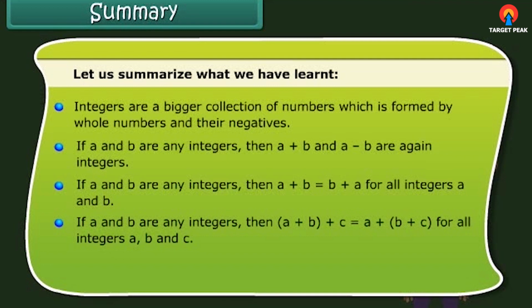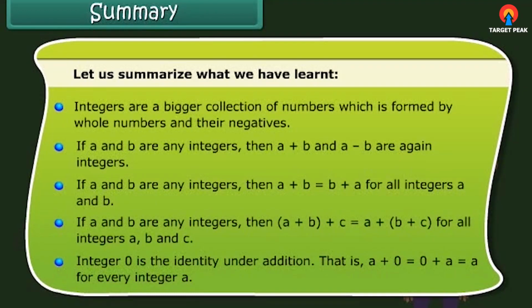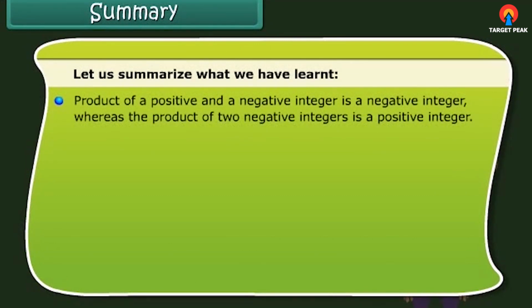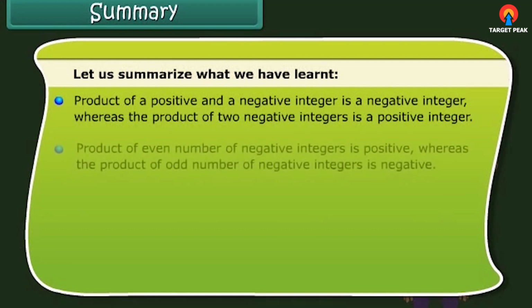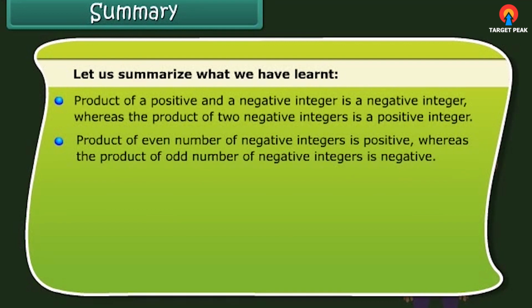If a, b, and c are any integers, then a plus (b plus c) is equal to (a plus b) plus c. Integer 0 is the identity under addition. That is, a plus 0 is equal to 0 plus a, which equals a for any integer a. Product of a positive and a negative integer is a negative integer, whereas the product of two negative integers is a positive integer. Product of even number of negative integers is positive, whereas the product of odd number of negative integers is negative.